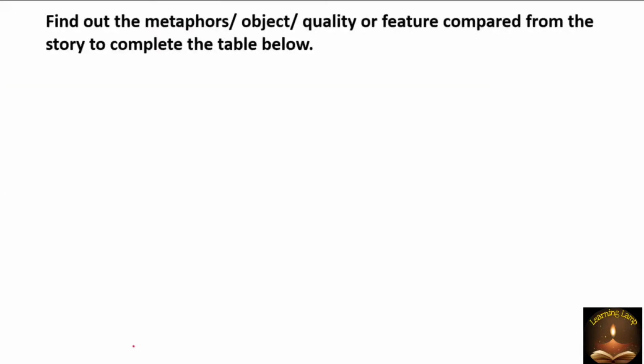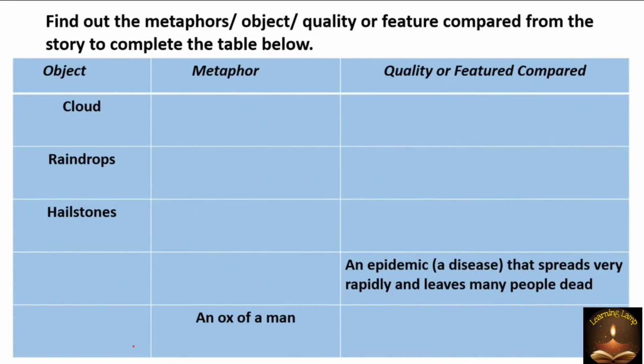Now, come to the exercise given at page 11 in your English book. Find out the metaphors, object, quality or feature compared from the story to complete the table below. Look at this table. There are 3 columns here. In the first column, name of objects are given. In the second column, we have to write the metaphor used for that object, and in the third column we have to write the quality or feature that has been compared between two objects.